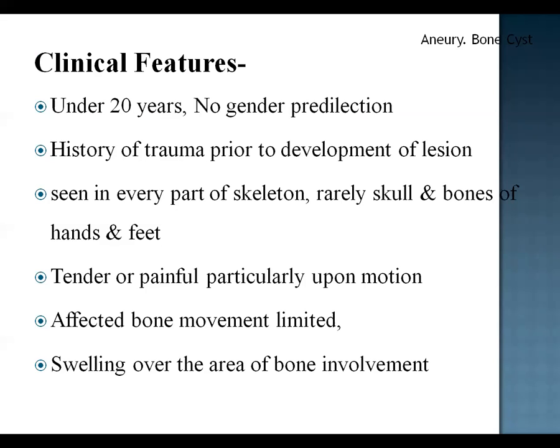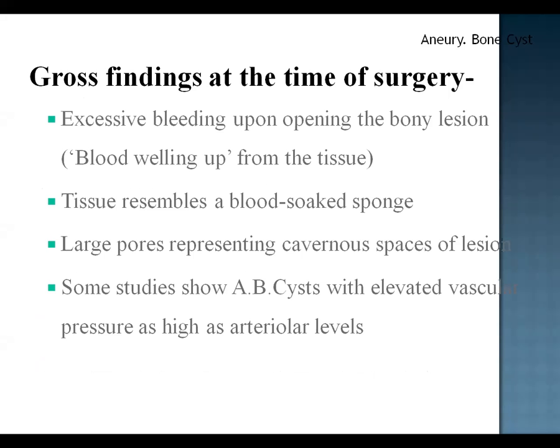Tender or painful, particularly upon motion, affected bone movement limited, swelling over the area of bone involvement. Gross finding at the time of surgery: excessive bleeding upon opening the bone region, tissue resembles a blood-soaked sponge, large pores representing cavernous spaces of the lesion. Some studies show aneurysmal bone cysts with elevated vascular pressure, as high as arteriovenous levels.